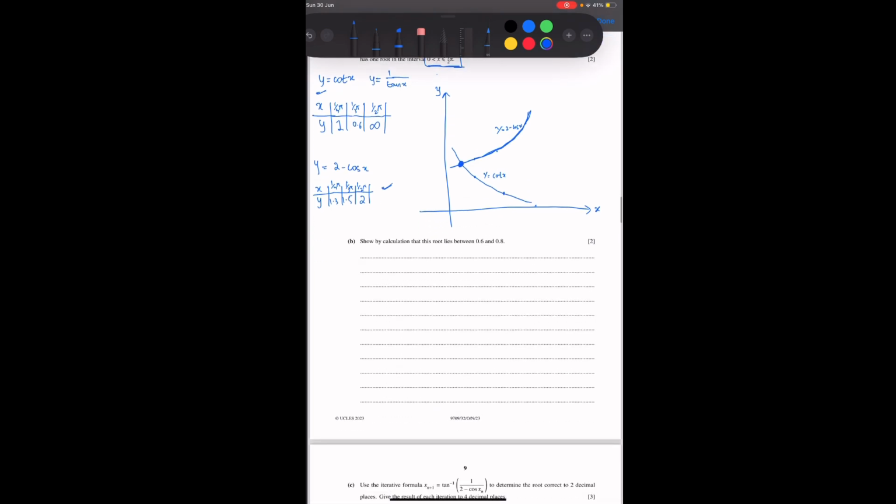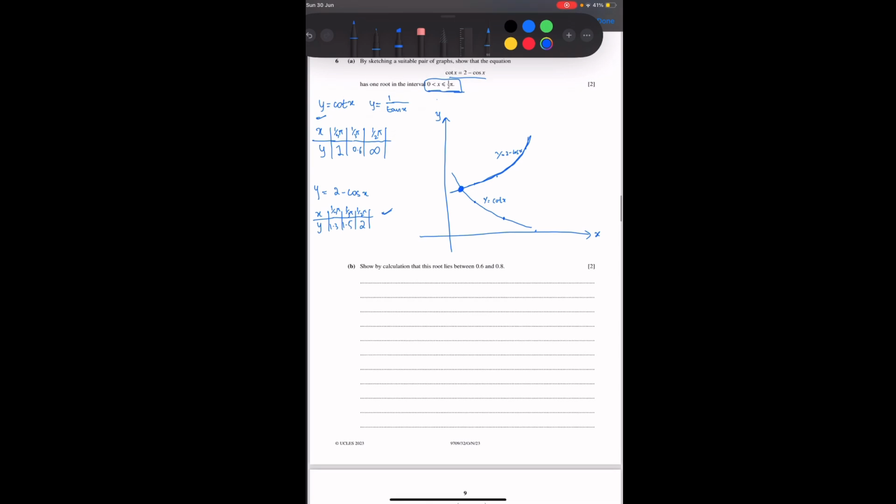Now, show by calculation that this root lies between 0.6 and 0.8. This was our equation, cot x equals 2 minus cos x. Instead of cot x, I'm going to write 1 upon tan x equals 2 minus cos x, and then 1 upon 2 minus cos x equals tan x. Over here I have to separate the variable x. I can separate x from tan x, or I can separate x from cos x.